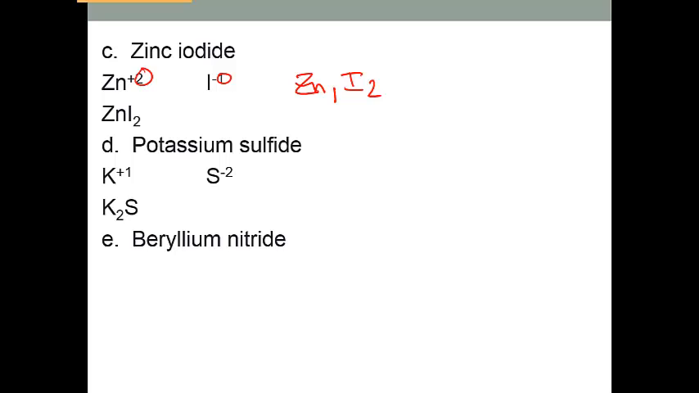Beryllium is in family 2, so it's a +2 charge. Nitride comes from nitrogen. We take the ending, and it becomes nitride. So we have Be with a +2, and nitrogen has a -3 charge. And so when we crisscross those, we are going to have Be3N2. All right, one more, and then we're going to talk about our polyatomic ions.